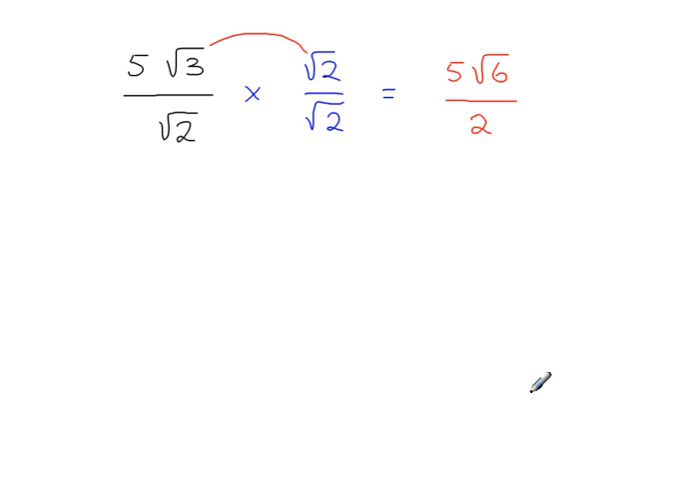If you're wondering why you're doing this, well, in the days before you had access to calculators everywhere, if you were doing 5 root 3 divided by root 2, that would be very difficult to work out. It's less difficult to work out 5 root 6 divided by 2. Okay, if you're dividing by a surd, it's hard, and dividing by a whole number is much easier.